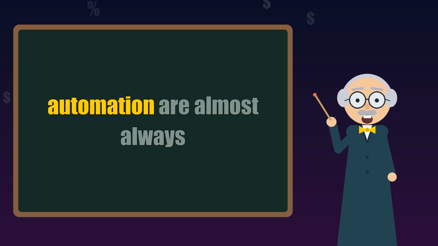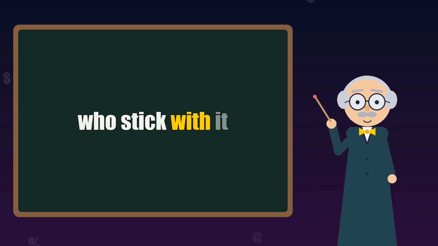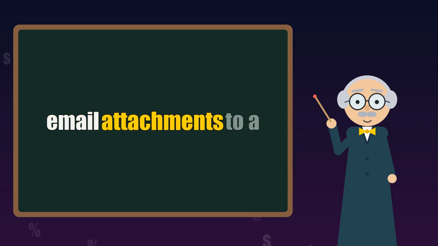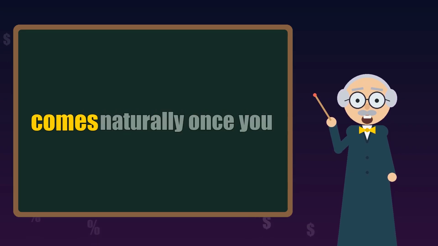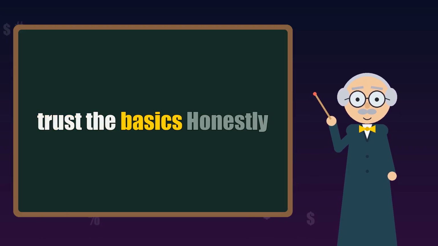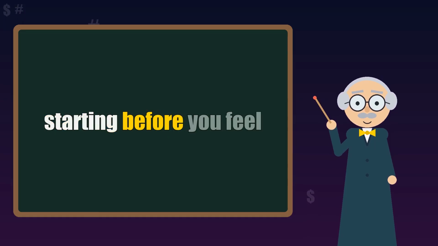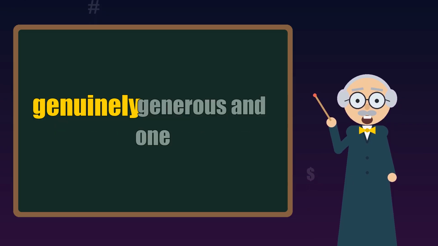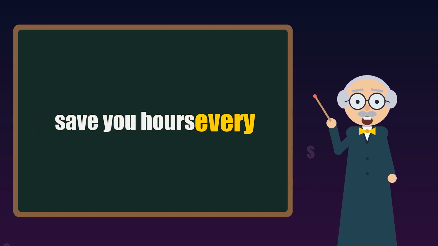The people who quit automation are almost always the ones who started too big. The people who stick with it started with something almost embarrassingly simple, like saving email attachments to a folder. Master the small one first. The complexity comes naturally once you trust the basics. Honestly, the hardest part isn't the tech. It's just starting before you feel ready. The tools are easier than they look. The free plans are genuinely generous, and one good workflow can quietly save you hours every week.